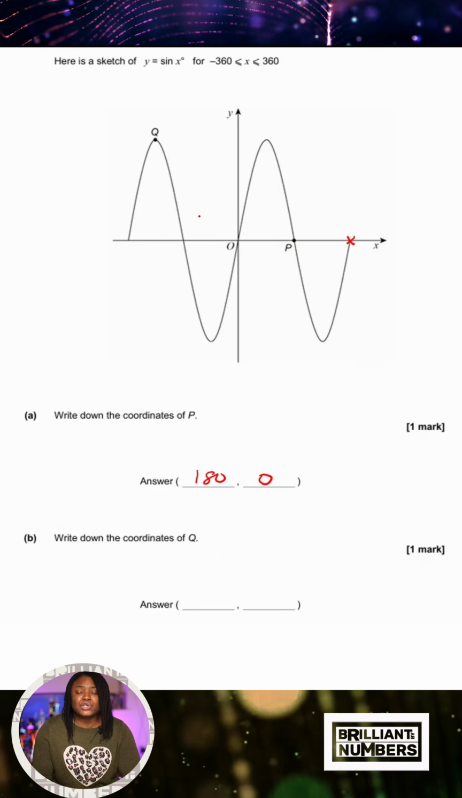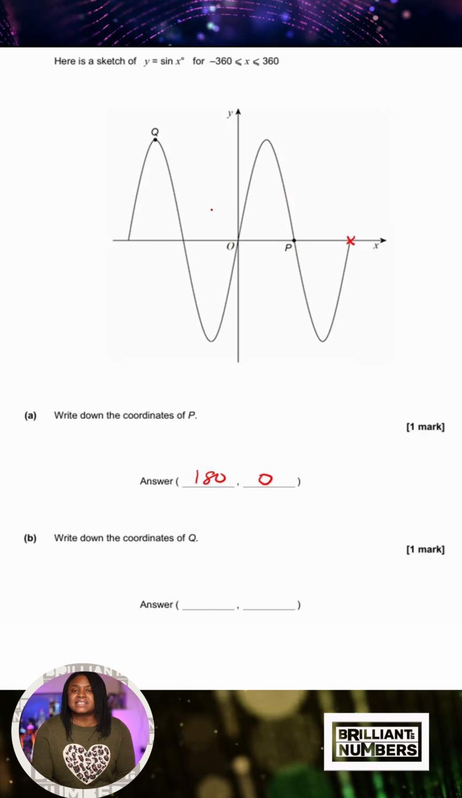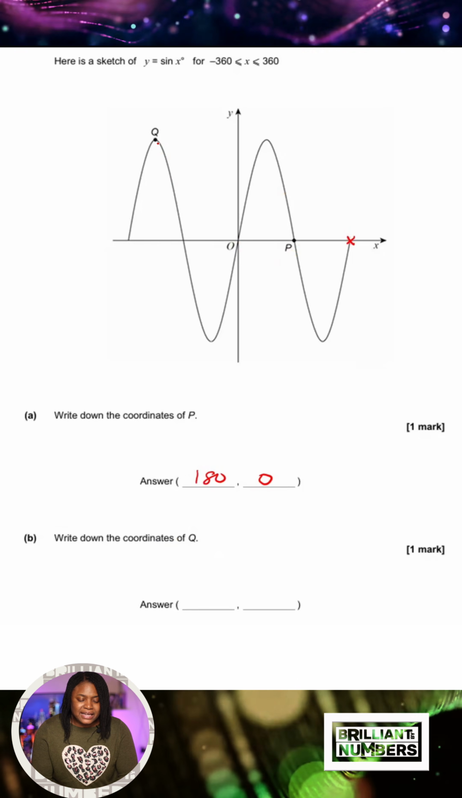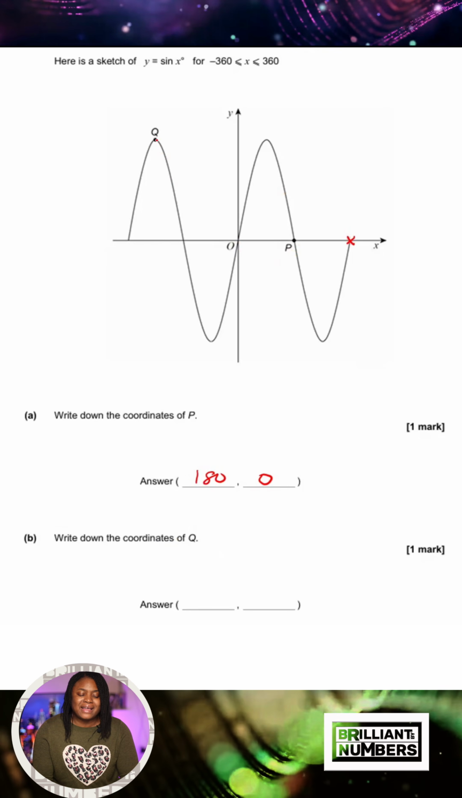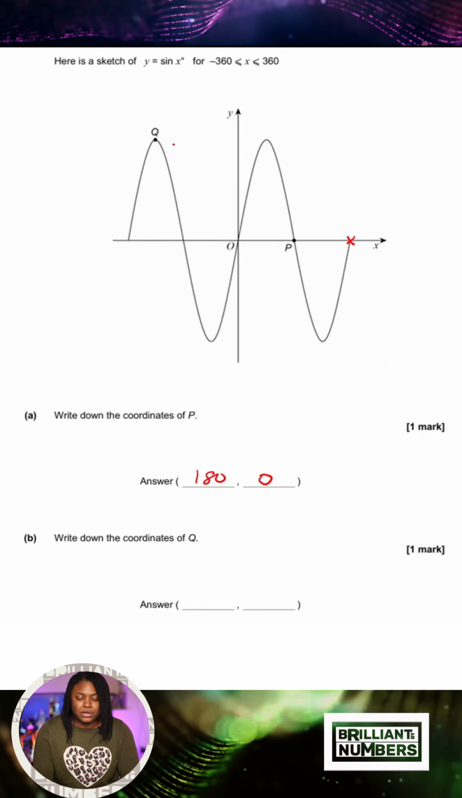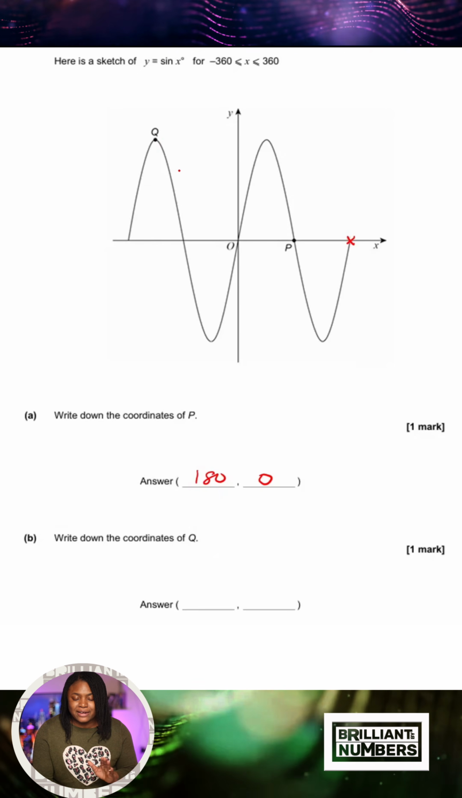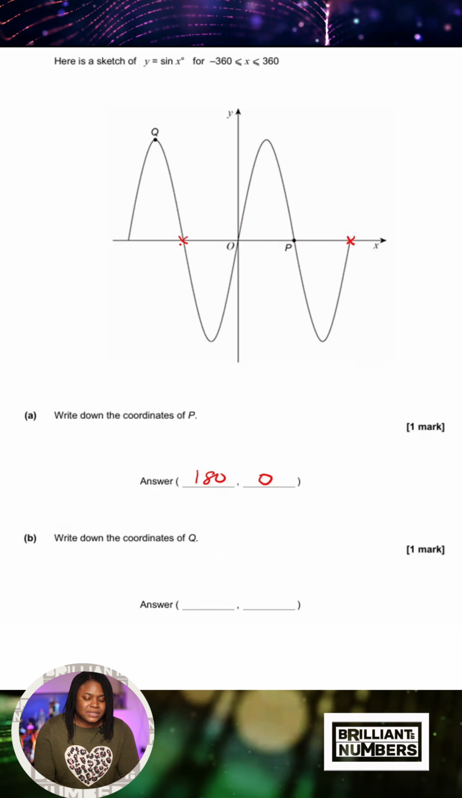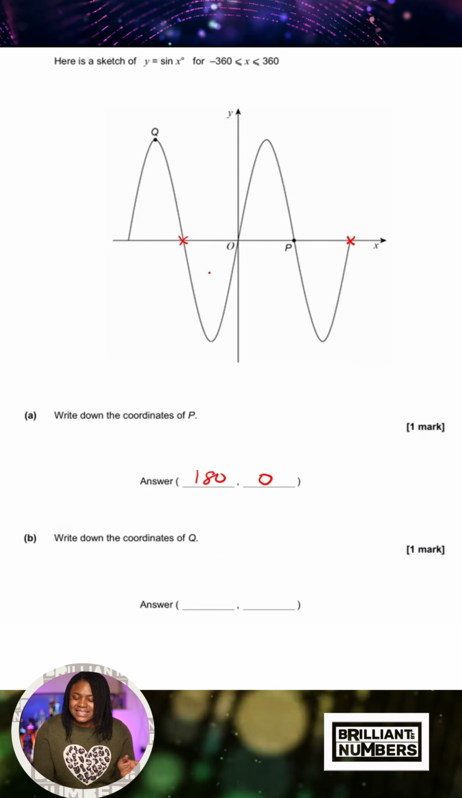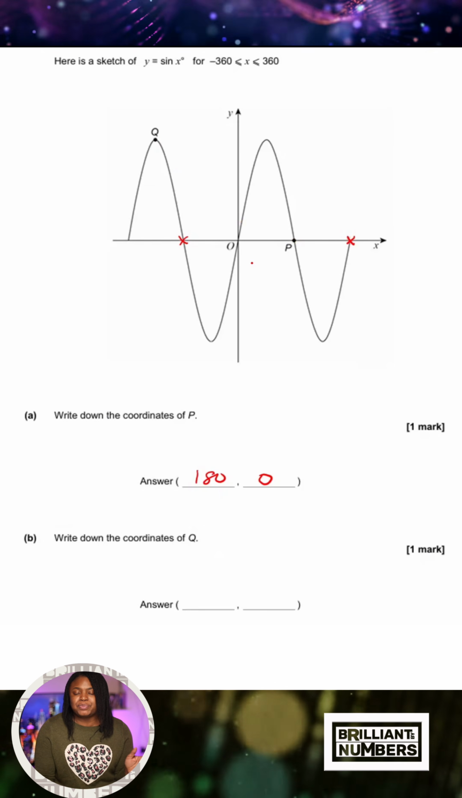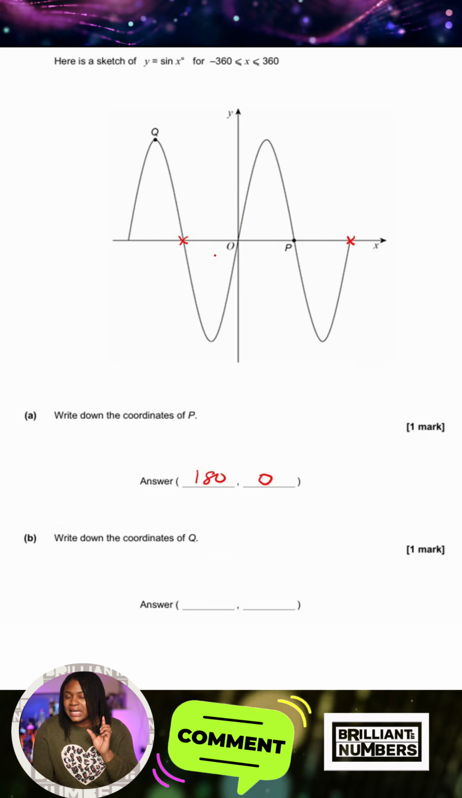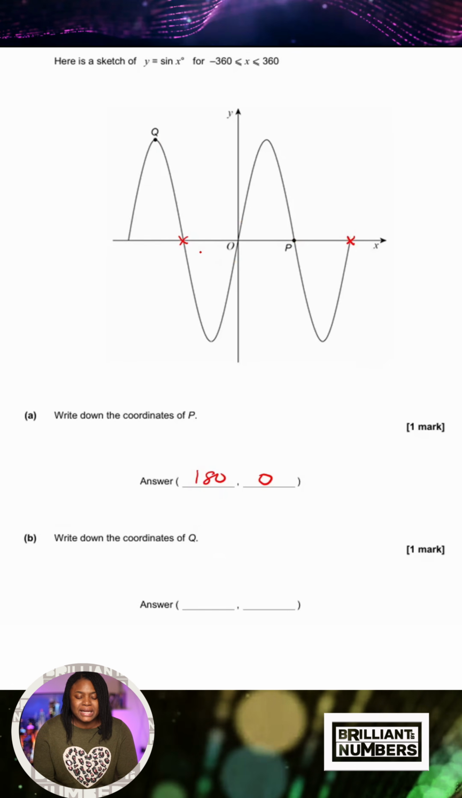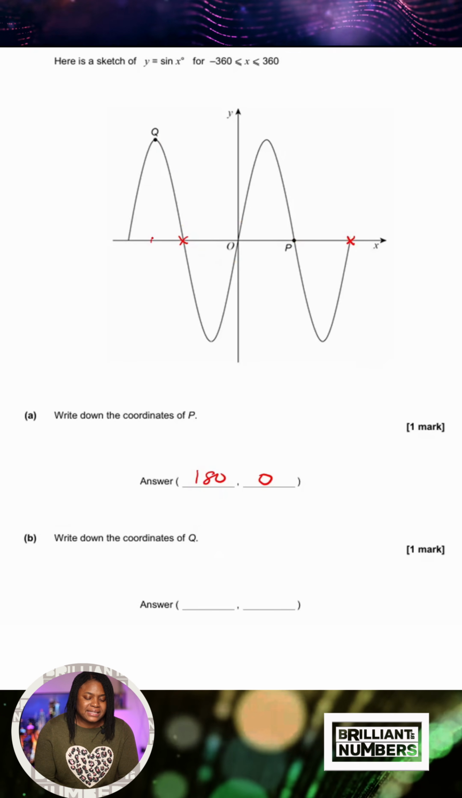Now, important to note here is that the amplitude of the sine graph is 1, which means the maximum value is 1. Now, if that is so, we know for sure that the y coordinate is going to be 1. We just simply need to talk through the x coordinate. Now, if you look at the point P here, this bit where I've put an X is a reflective property of the P. So it's a reflection of P. Therefore, it's also going to be 180. However, it's on the negative side of the Cartesian plane. So minus 180.